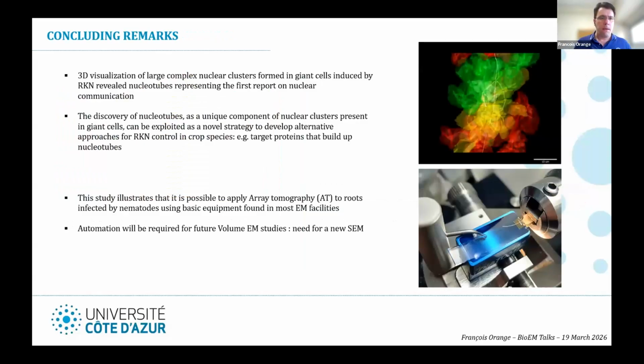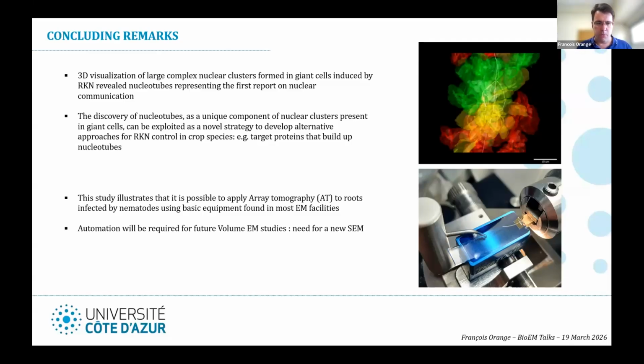Some concluding remarks. So on the part of the study of the nematodes and the giant cells, this 3D visualization revealed the presence of nuclear tubes, which could be the first report on nuclear communication. The discovery of these nuclear tubes is a unique component of this nuclear cluster. And this could be exploited to develop strategies to control root-knot nematodes. For example, if you can target proteins that help to build up this nuclear tube.